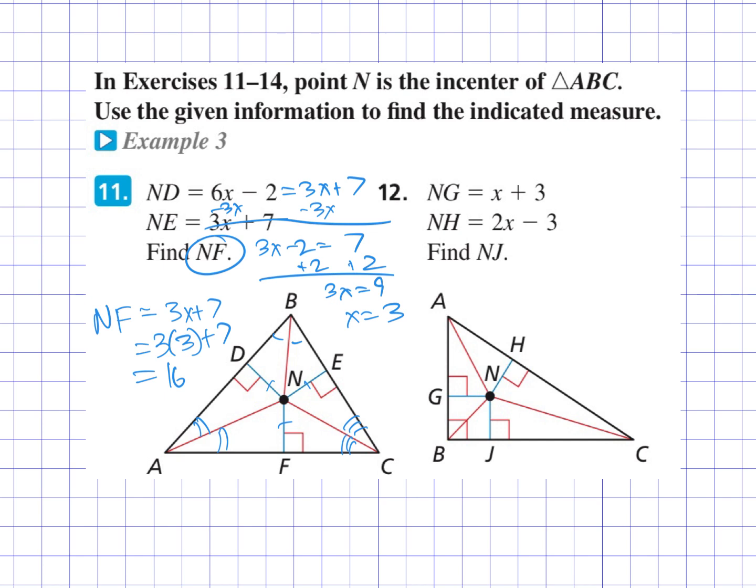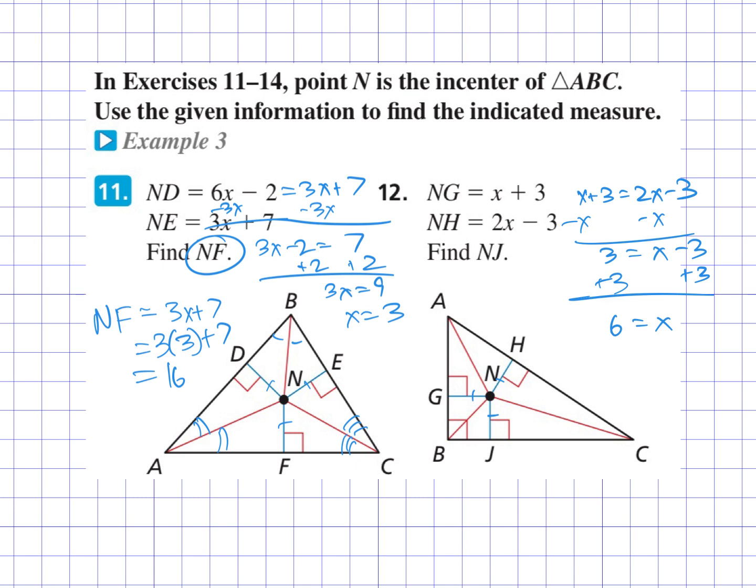Number 12. Again, all of these distances are the same, NH, NG, and NJ. So we set these equal. X plus 3 is equal to 2x minus 3, because those are your sides. From the incenter to the sides. So subtract x, we get 3 equals x minus 3, we add 3, and x is 6.